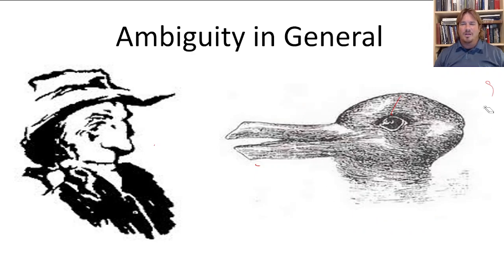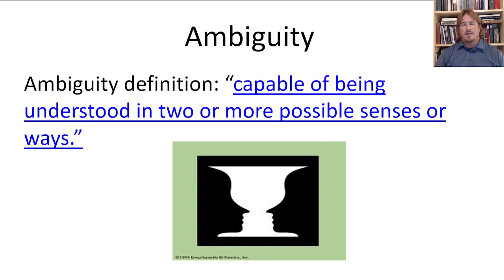Okay, that's what ambiguity is in general. Ambiguity means that something could be one thing or another, but it's really kind of hard to tell. This is the root of the word ambidextrous. Someone who's ambidextrous can use their right hand or their left hand with equal facility. Maybe they can bat in baseball or softball, right-handed or left-handed. So here's what ambiguity means. Something is ambiguous if it's capable of being understood in two or more possible senses or ways.